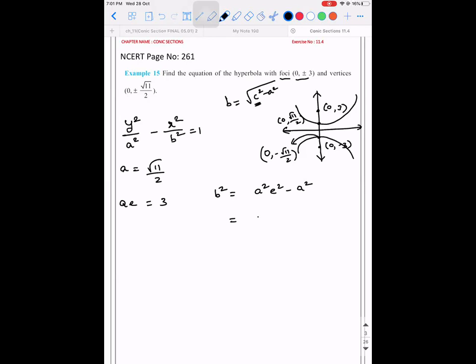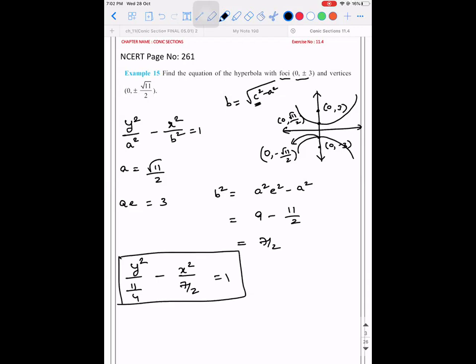So a square e square is 9 minus a square is 11 by 2. So this will be 7 by 2. 18 minus 11, yes, 7 by 2. So the required equation will be y square divided by a square, that is 11 by 4, minus x square divided by b square, that is 7 by 2, is equal to 1. This will be the required equation of the hyperbola.